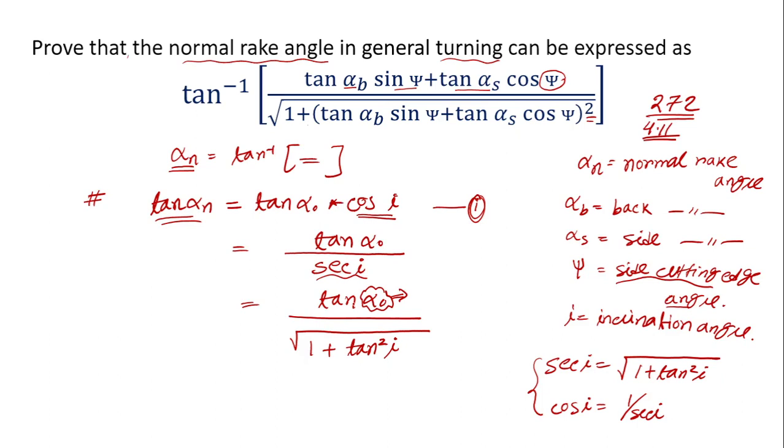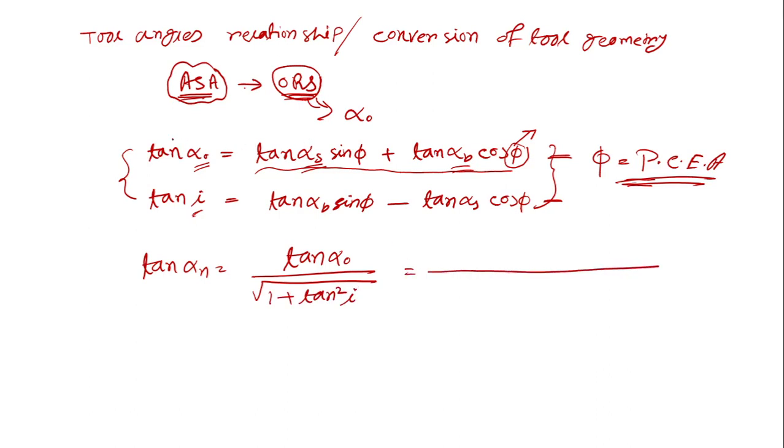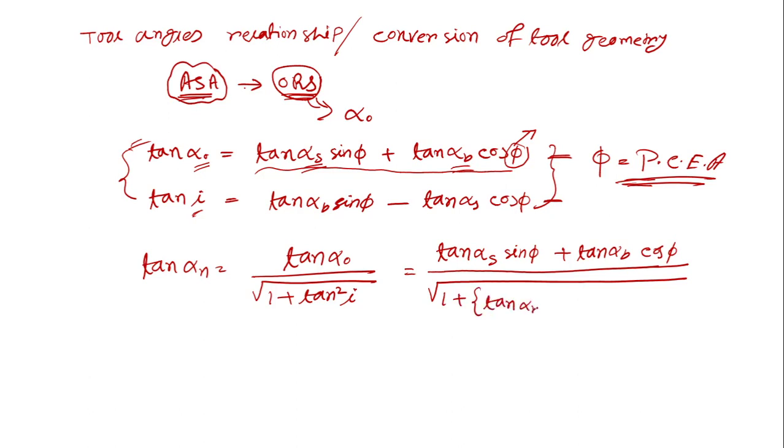So whatever I have written here, we have this equation, tan alpha naught. Let me write this equation once again. Tan alpha n is equal to tan alpha naught by root of 1 plus tan square inclination angle. Okay, so whatever I have, cos phi, and similarly root of 1 plus, let me take it within a bracket, tan alpha b sine phi minus tan alpha s cos phi, and square. So we just have to change this phi into psi.